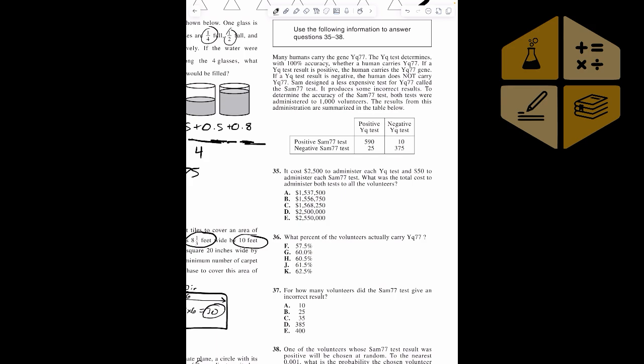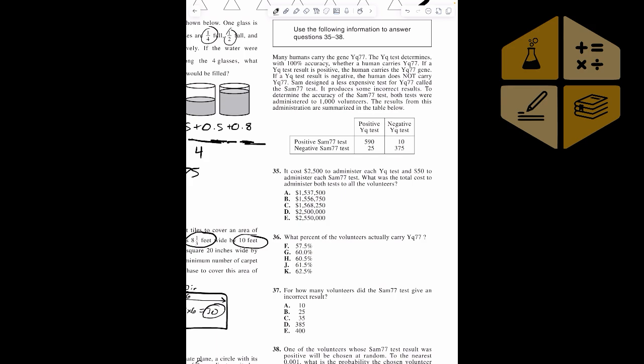Okay, use the following information to answer questions 35 to 38. Many humans carry the gene YQ77. The YQ test determines with 100% accuracy whether a human carries YQ77. If a YQ test result is positive, the human carries the YQ77 gene. If a YQ test result is negative, the human does not carry YQ77. Sam designed a less expensive test for YQ77 called the SAM77 test. It produces some incorrect results. To determine the accuracy of the SAM77 test, both tests were administered to 1,000 volunteers.